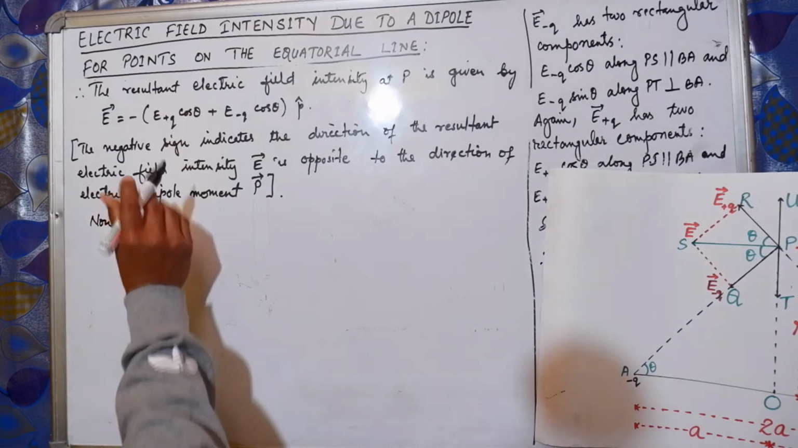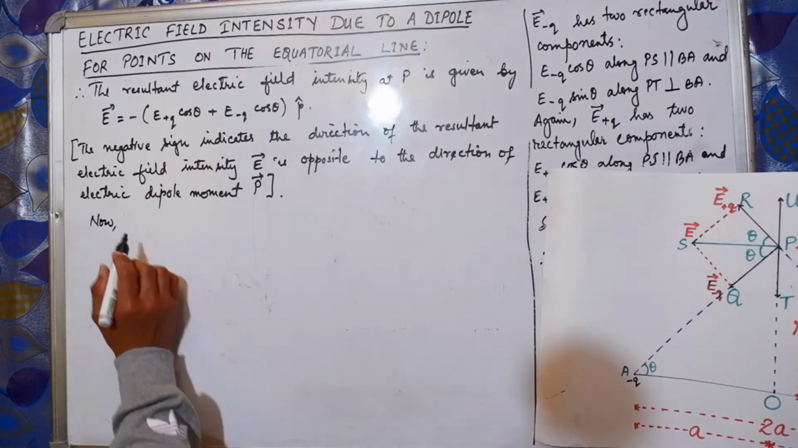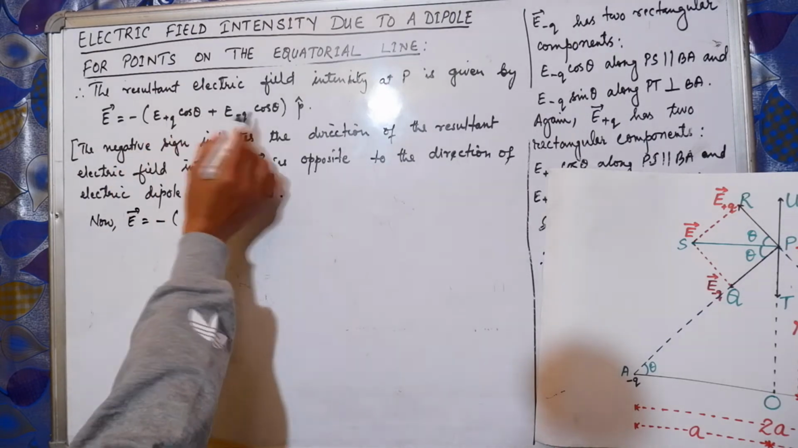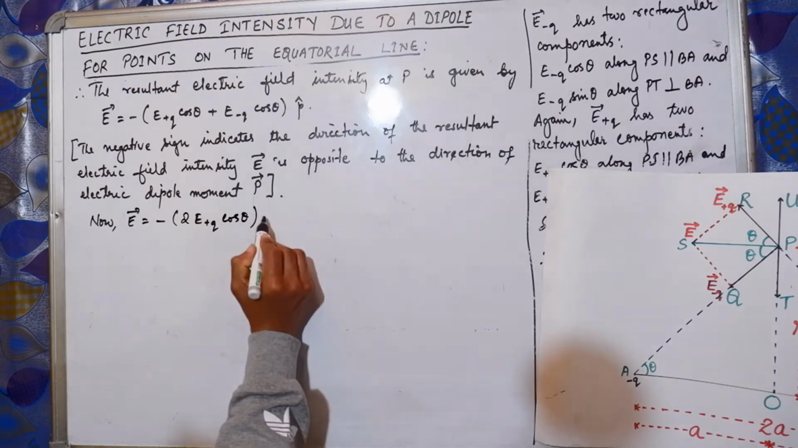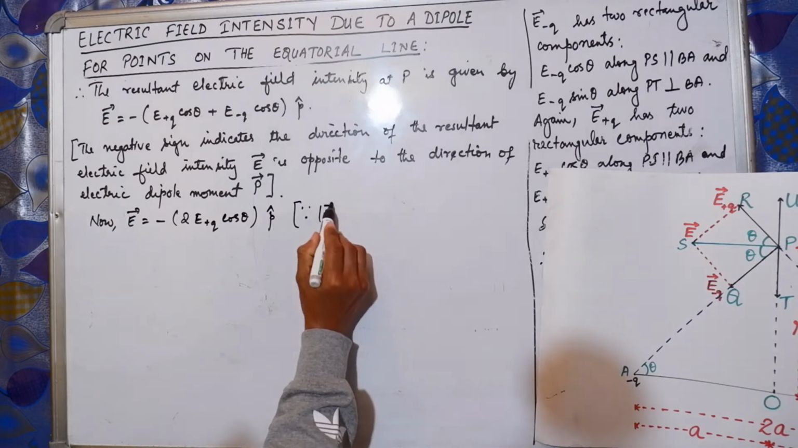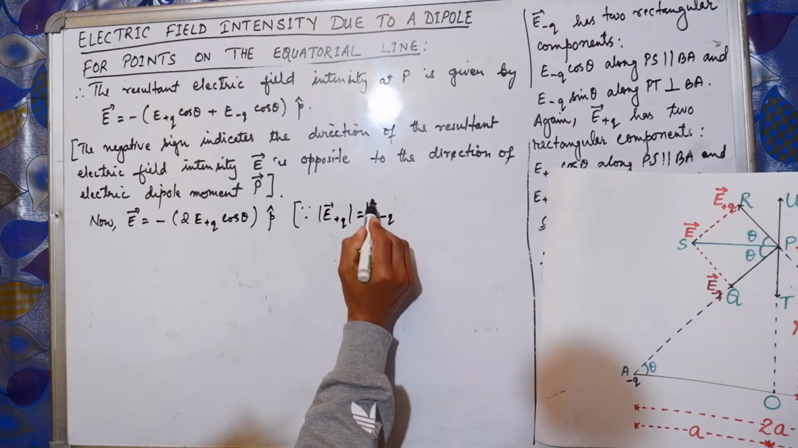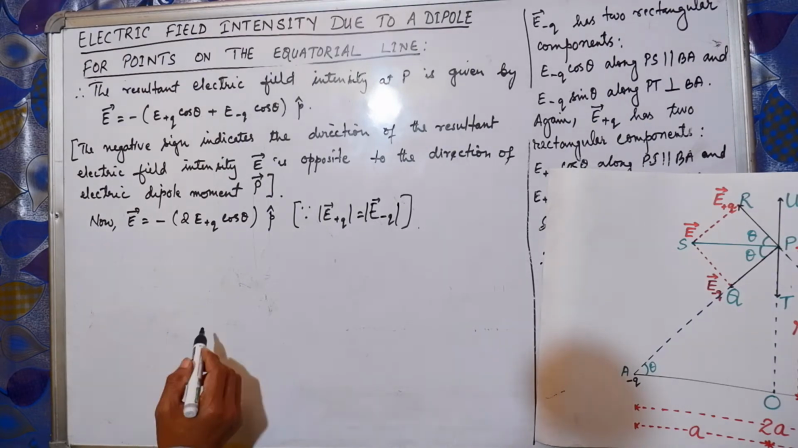Now we know that E minus Q cos theta and E plus Q cos theta are equal in magnitude, so we write it here, E will be equal to minus, instead of writing these two separately, we will add them: E plus Q cos theta, and the unit vector P. The reason is that the magnitude of E plus Q is equal to the magnitude of E minus Q. Now let us substitute the value of E plus Q from equation 1.